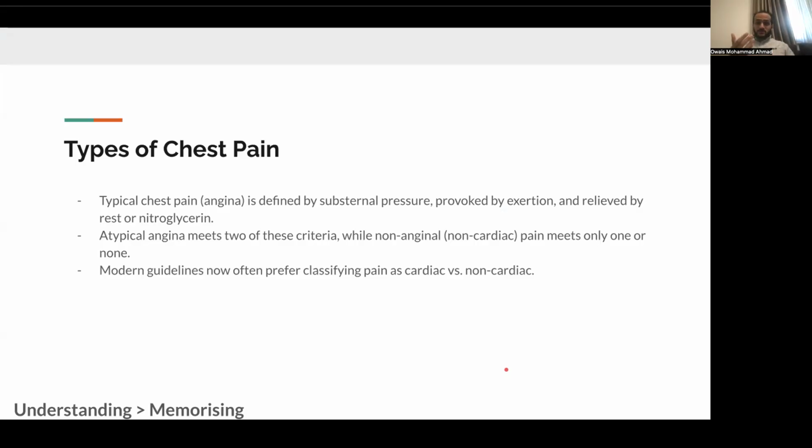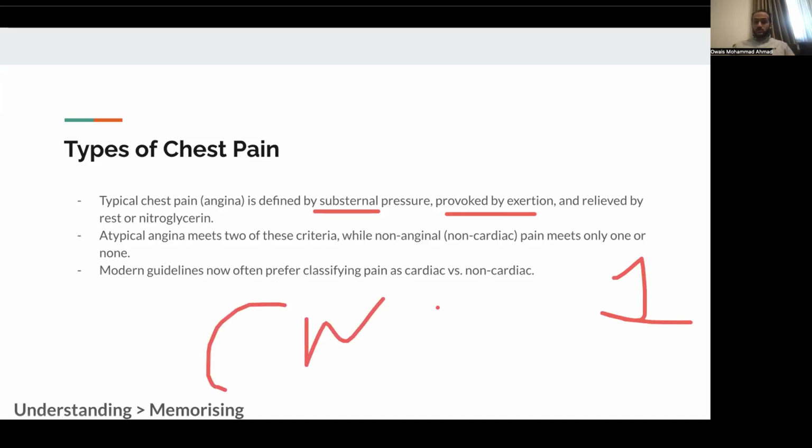Typical chest pain is also known as angina. It's defined as substernal pressure provoked by exertion or emotional stress and relieved by rest or nitroglycerin. Atypical angina meets two of the three criteria, while non-anginal or non-cardiac pain meets only one of the criteria. Modern guidelines now prefer dividing chest pain into cardiac versus non-cardiac. So that's the current divide.